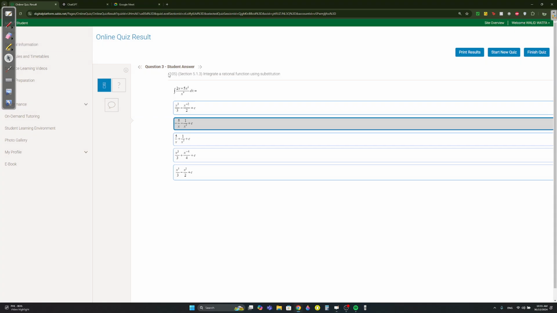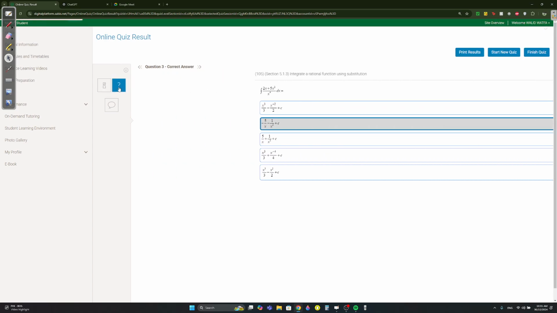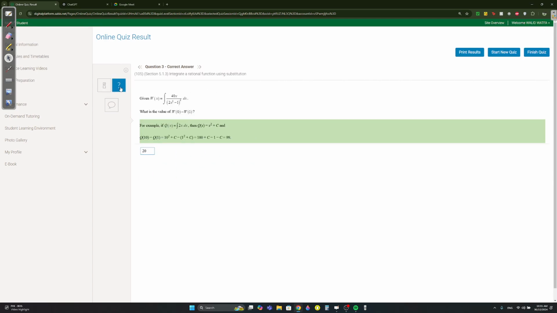Okay, question 3. Given w is this, what's the value of w of 0 minus w of 1?